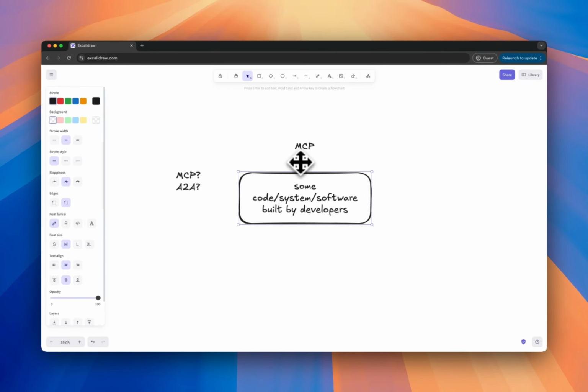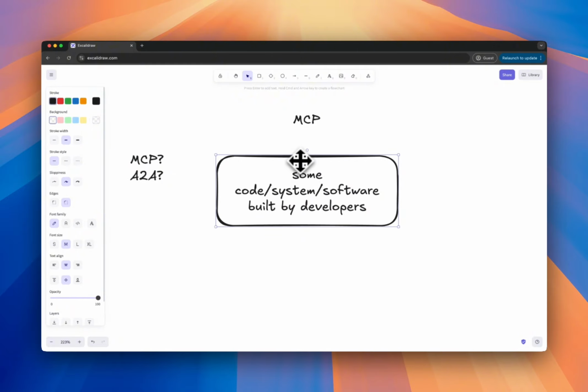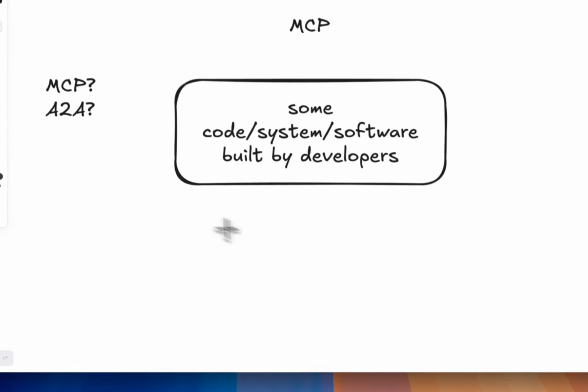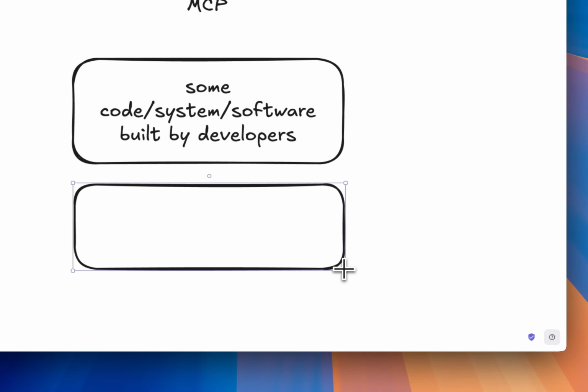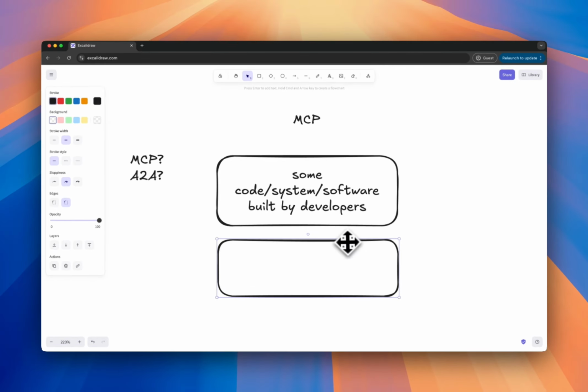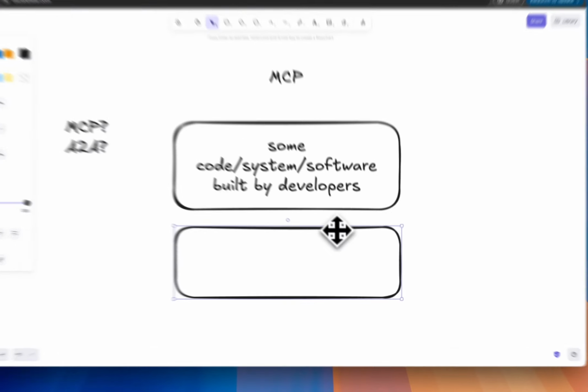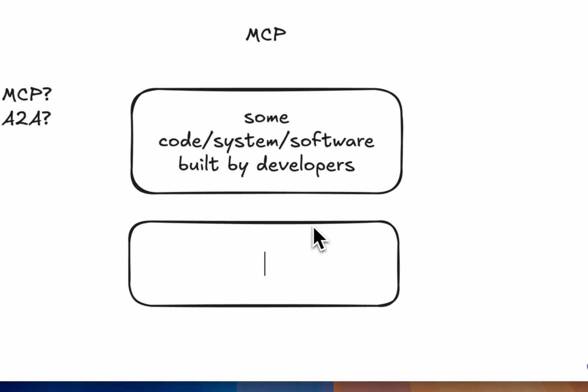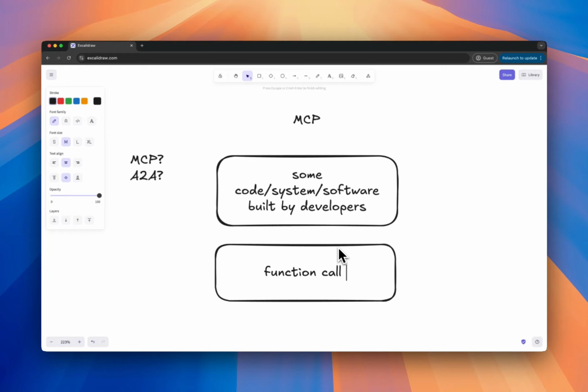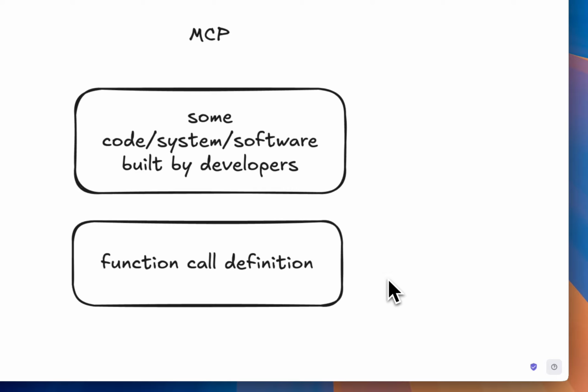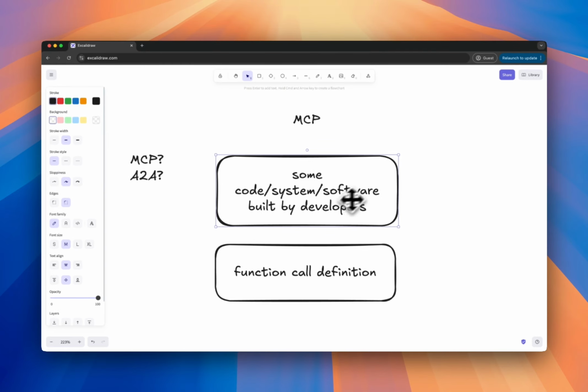Now, how do we make AI perform some actions for us? The approach before MCP, kind of, is called function calling. So we have something like a function call definition. It's basically a description of what this software can do. Some of these pieces of logic that this code or software contains will be exposed to AI.